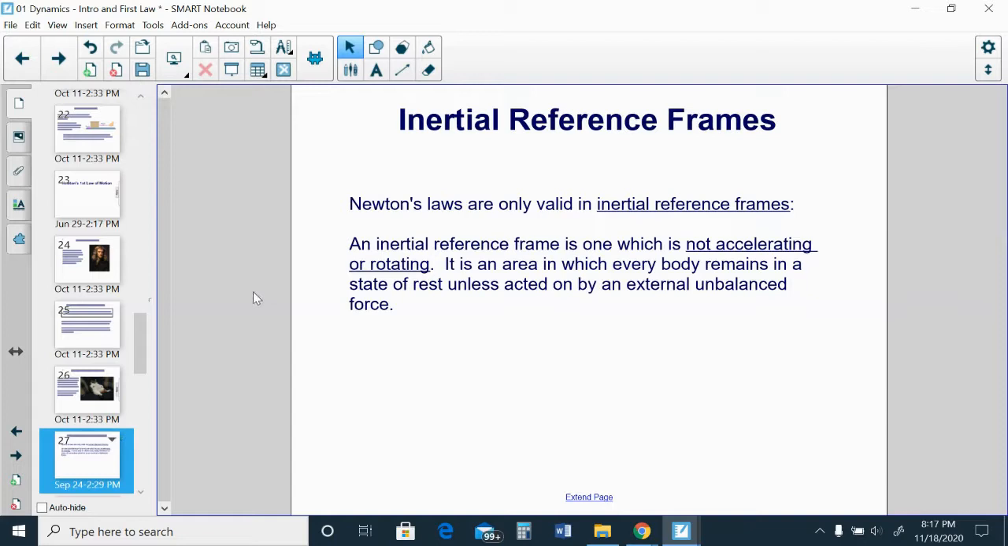Now, this brings us back to inertial reference frames. Newton's laws are only valid in inertial reference frames. An inertial reference frame is one which is not accelerating or rotating. It is an area in which every body remains in a state of rest unless acted upon by an external unbalanced force.